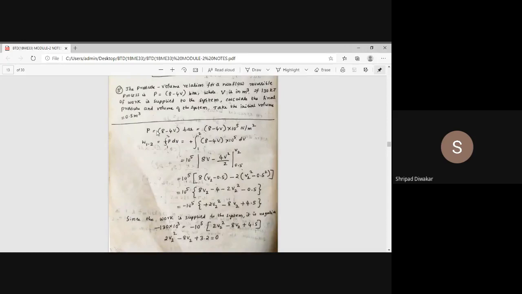First, we have to write the given equation. P equals 8 minus 4V bar. Bar means you have to convert into Pascal. 1 bar equals 10 to the power of 5 Newton per meter square. Same thing you rewrite here: 8 minus 4V into 10 to the power of 5. Instead of bar, you have to write Newton per meter square, because 10 power 5 Pascal equals 1 bar.